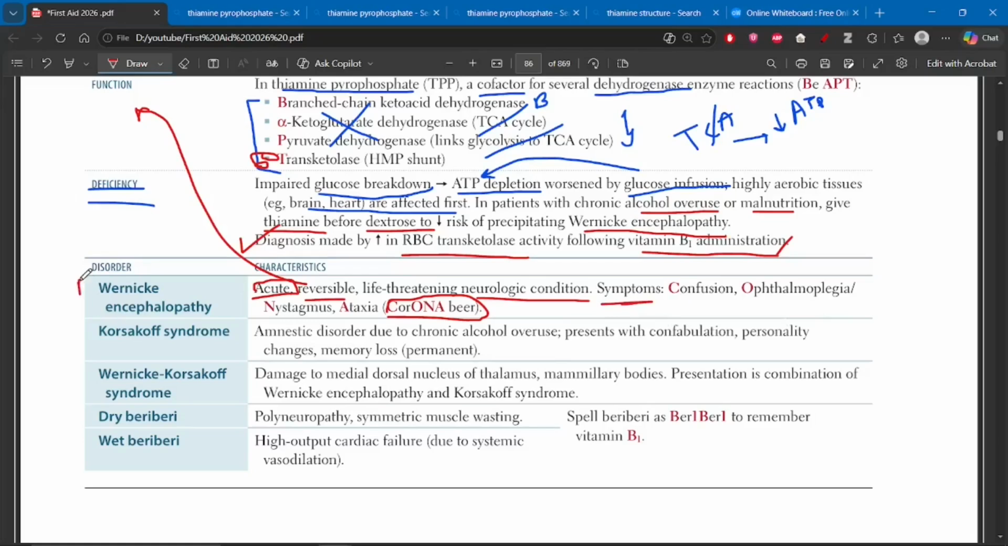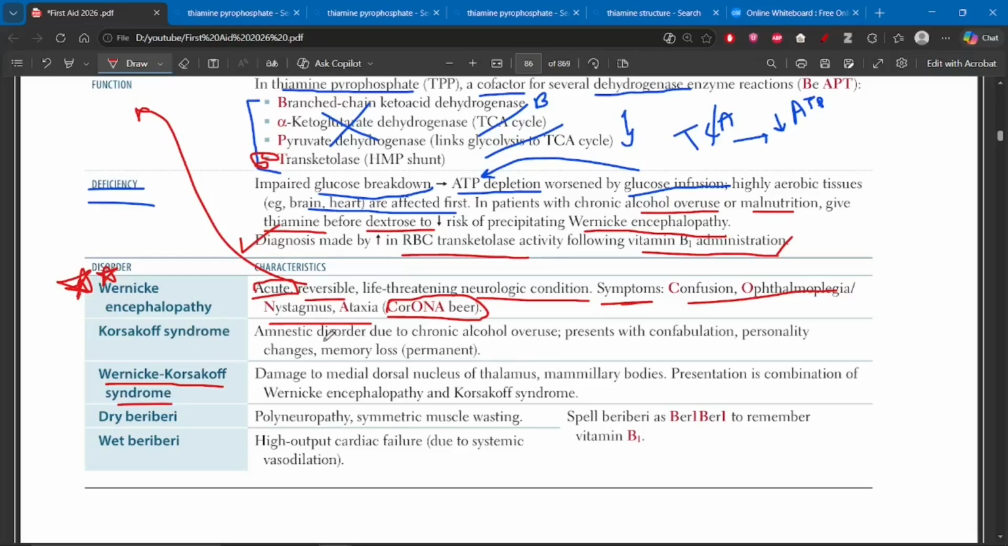The symptoms are very important. This disease is quite important. You need to understand it, remember it. Confusion, ophthalmoplegia, nystagmus, ataxia, corona beer, right? Confusion, ophthalmoplegia, nystagmus, ataxia. Korsakoff syndrome is a worsened version of Wernicke encephalopathy. So when you don't treat Wernicke encephalopathy, it worsens into Wernicke-Korsakoff syndrome.